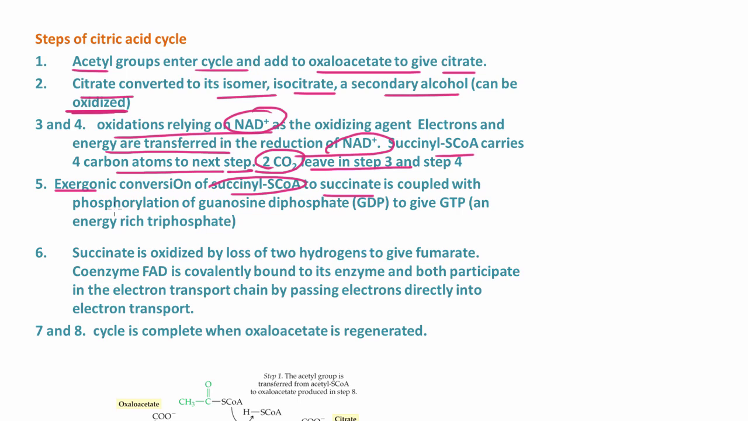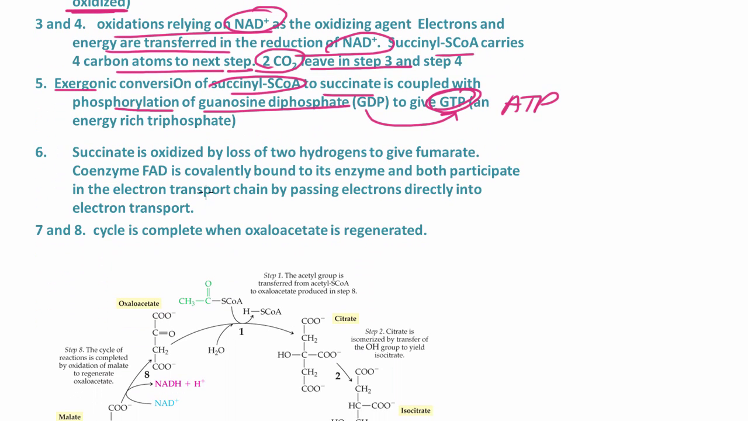And this is coupled with phosphorylation of guanosine diphosphate, or GDP, to give GTP. Okay, remember we're going from the diphosphate to the triphosphate. And this is an energy-rich molecule, just like ATP. And then finally in step 6, succinate is oxidized by loss of 2 hydrogens to give fumarate.